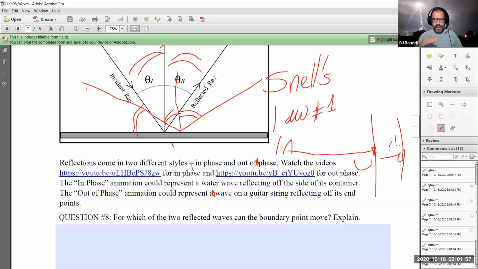Now there is one that is going to be out of phase and one that is going to be in phase. I already answered question 8, the one where the boundary can move, that is going to be in phase. The other one should reflect back. Okay.